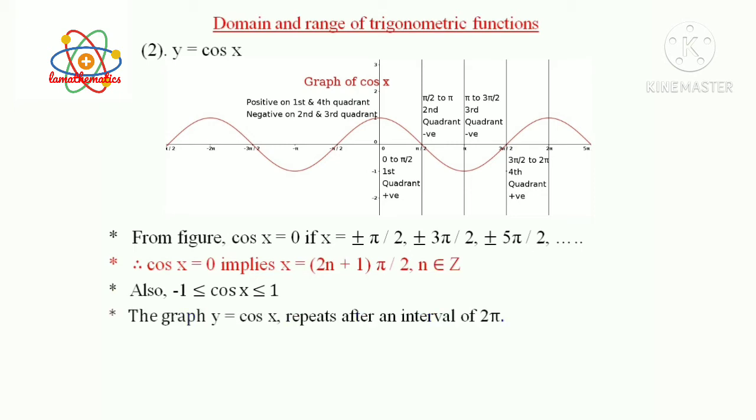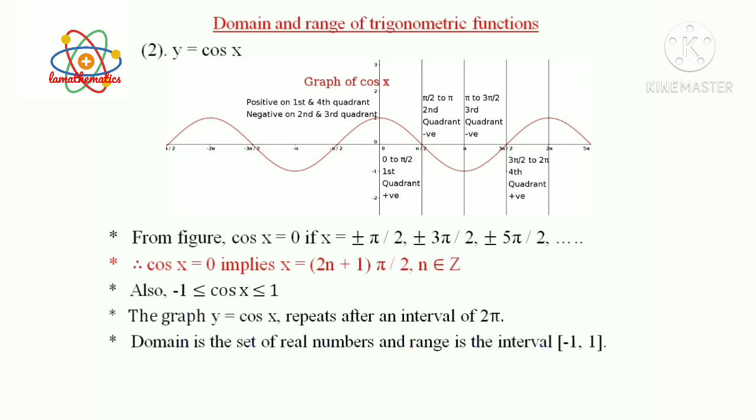The graph y equal to cos x repeats after an interval of 2 pi. y equal to cos x is a periodic function with period 2 pi. The domain is the set of real numbers and the range is the closed interval minus 1 to 1. Cos minus x equal to cos x. That is, the cos function is an even function. A function f is said to be even if f of minus x equal to f of x. From the figure, it is clear that cos minus pi by 2 is the same as cos plus pi by 2.